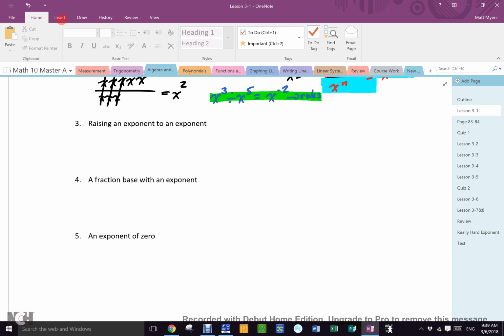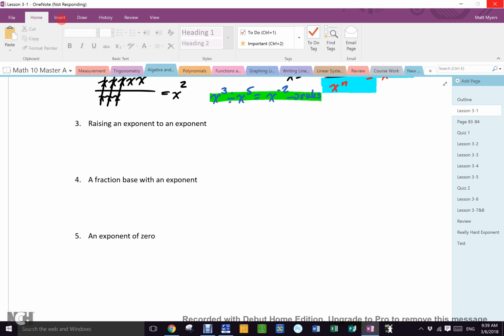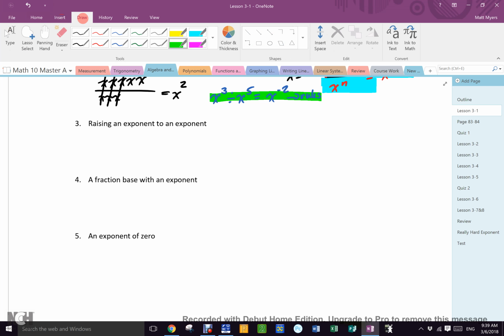Next, in the 9th grade, raising an exponent to an exponent. What that means is I start with a base and an exponent. So in grade 9, we use numbers, right? In grade 10, we're starting to use variables. So I start with a number with an exponent, and then that whole power gets another exponent.